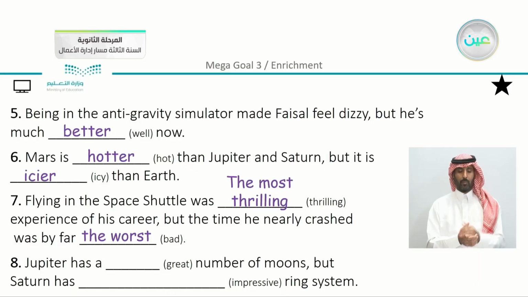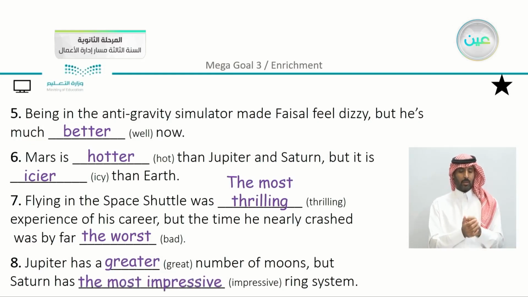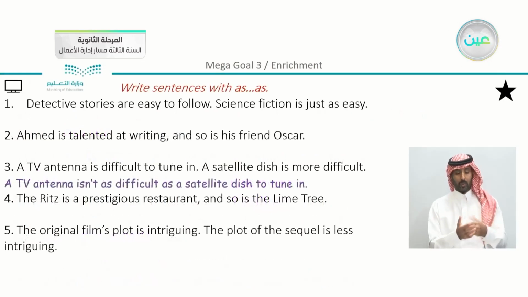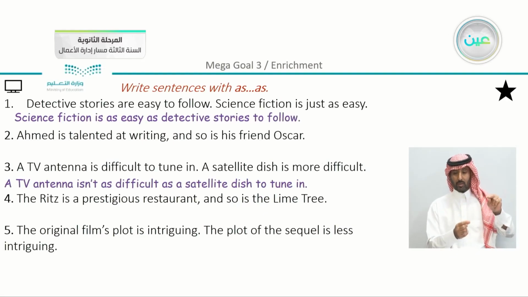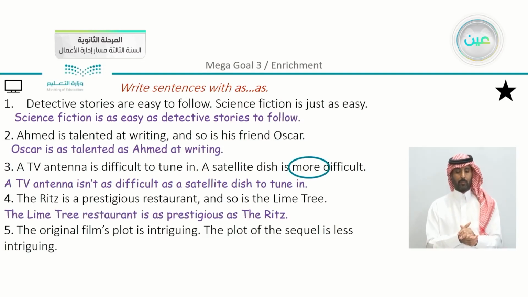Jupiter has a great number of moons. We have here a greater number of moons, but Saturn has the most impressive ring system. So we have just revised or practiced here writing sentences with as and as. Now you can see that we have different examples. We are going to do the last one together.